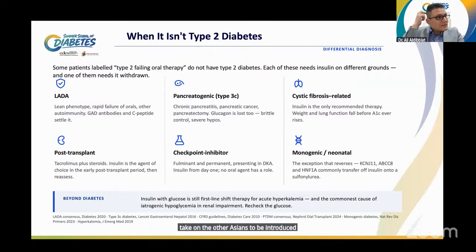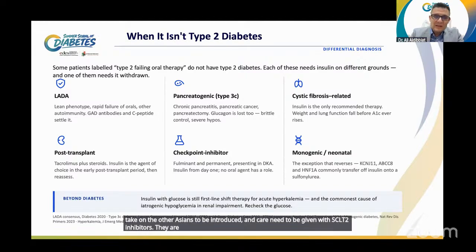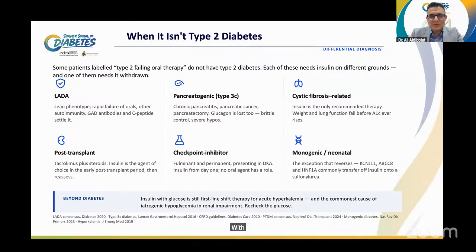And care needs to be given with SGLT2 inhibitors. They are not contraindicated, but care needs to be given. They carry the risk of genital and urinary tract infections, especially in a population with reduced immunity with the immune suppression given for transplantation.